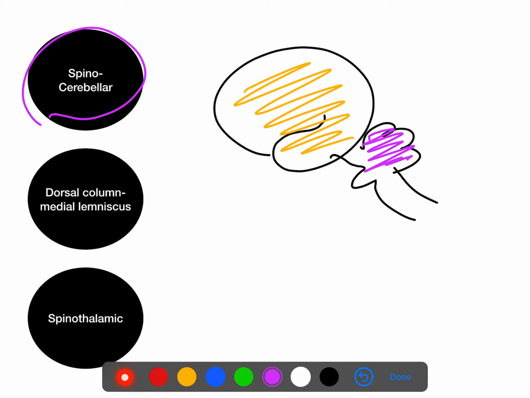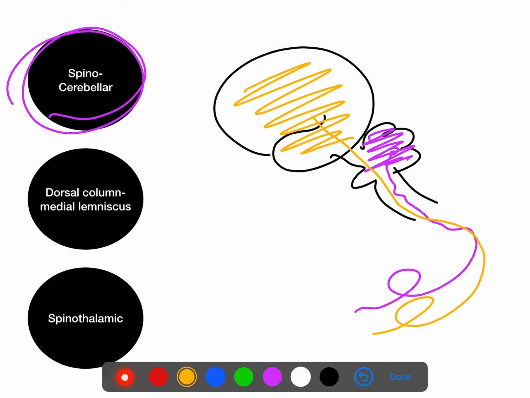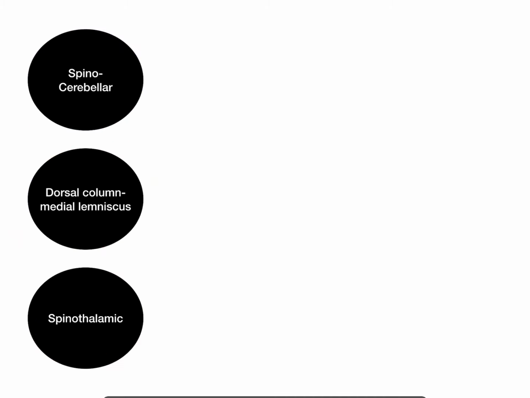So the spinocerebellar tract: fibres come in, go up the spinal cord and into the cerebellum, and you will not be aware of it. But if fibres come in and ascend all the way to the brain, such as in the dorsal column and spinothalamic tracts, you will be aware of it. So that's something to bear in mind.